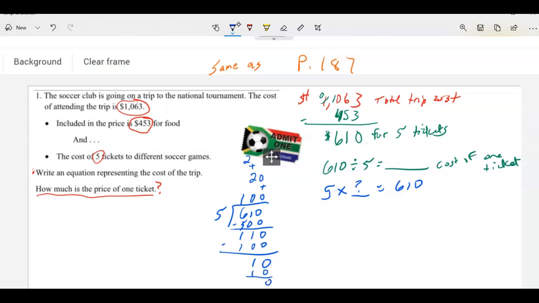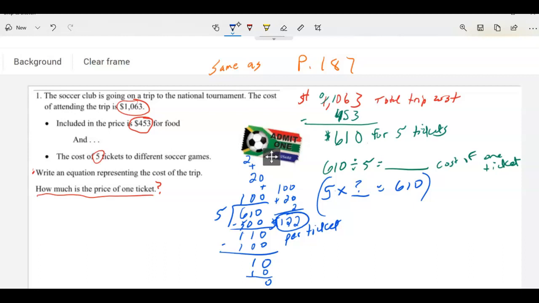Now all I need to do is add up all the subtotals. 100 plus 20 plus the 2. So 122, and it's going to be dollars per ticket. So $122 per ticket. When you do the same operation, if you want to check yourself, I don't mind you checking it with a calculator.